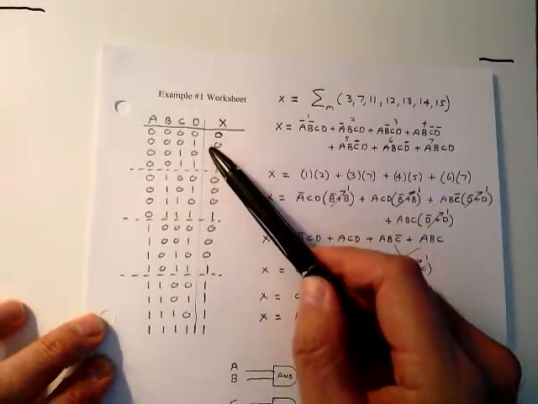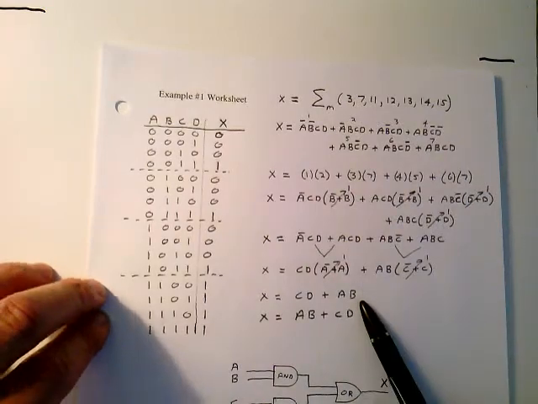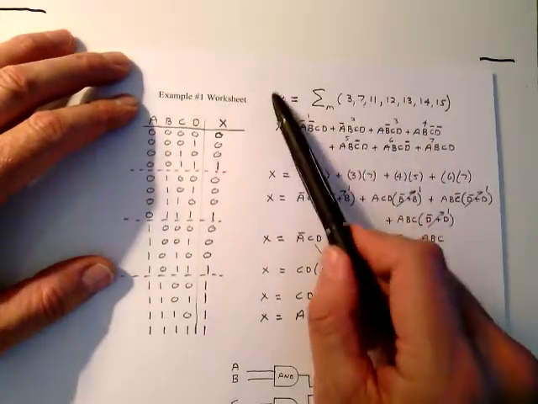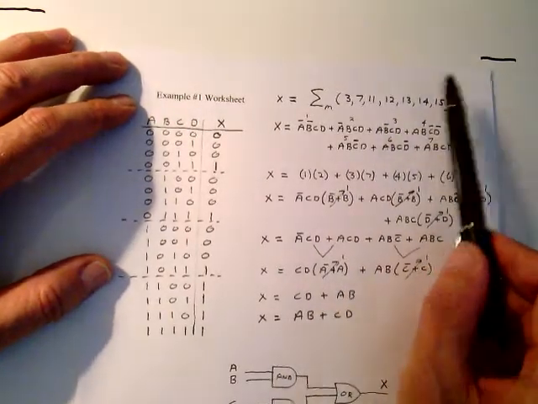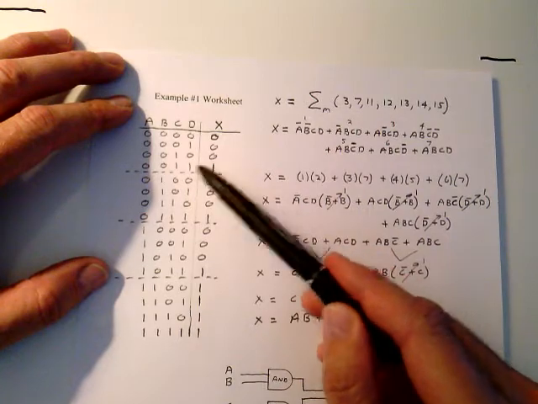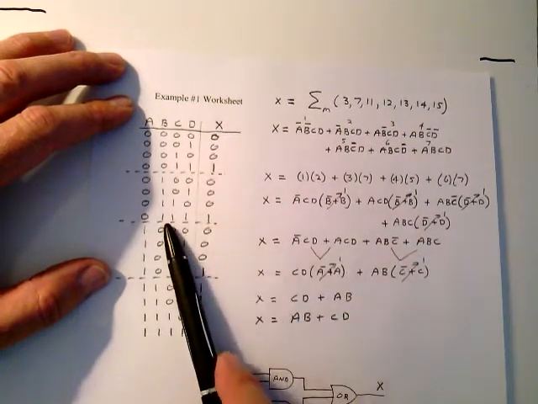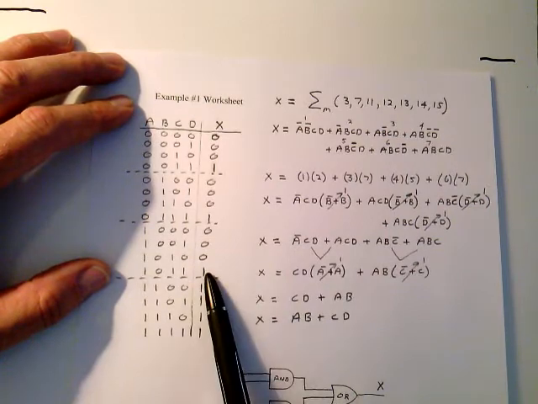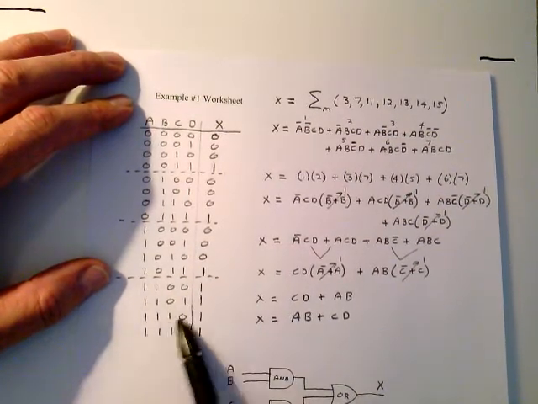We go from our truth table to the Boolean algebra. What I'm going to have you do is put in an intermediate step. This is a shorthand notation we'll use later. I want you to notice that the fundamental products of the minterms are 3, 7, 11, 12, 13, 14, and 15.